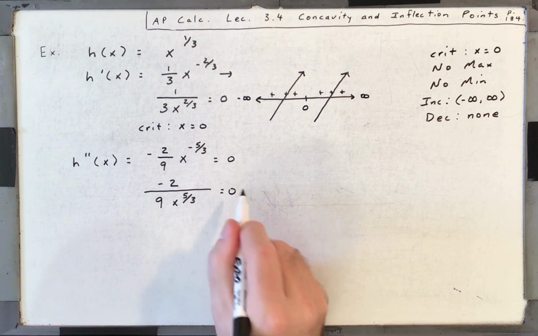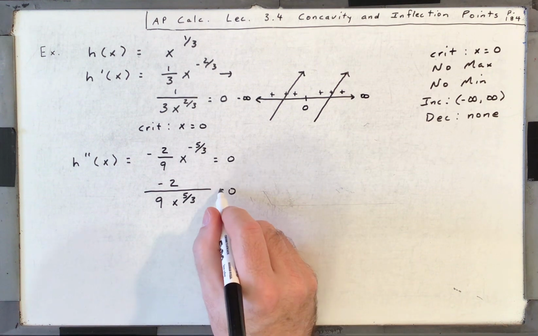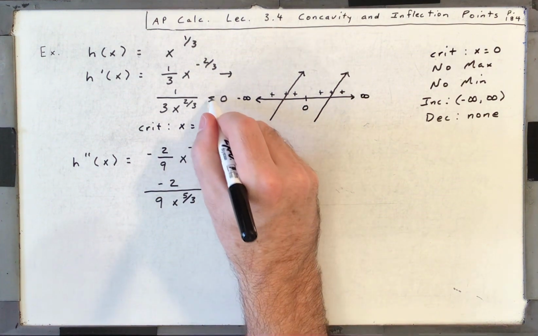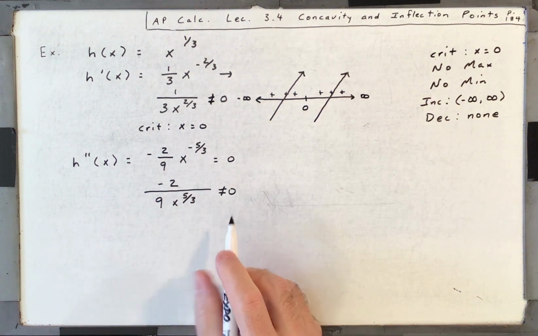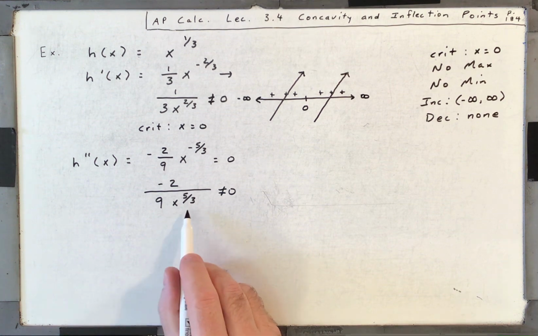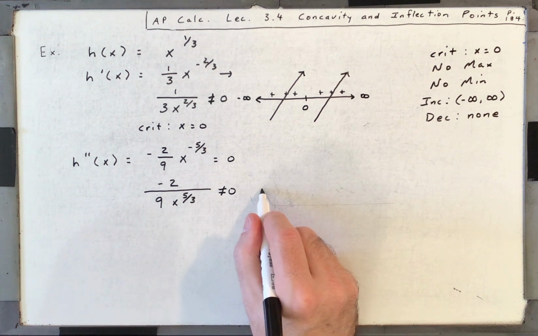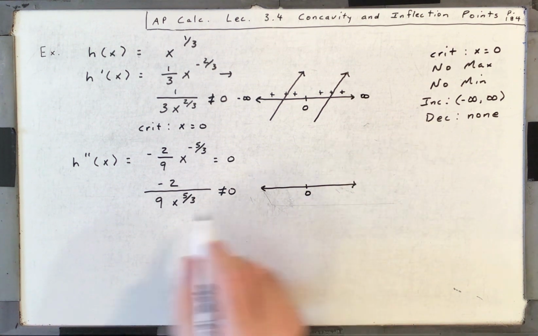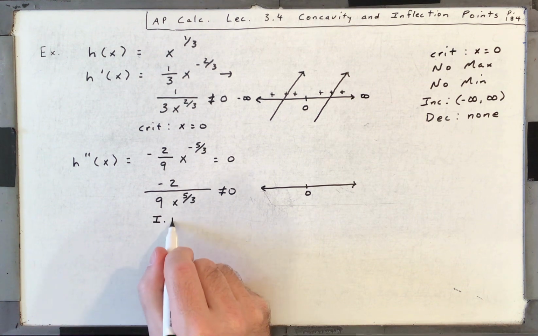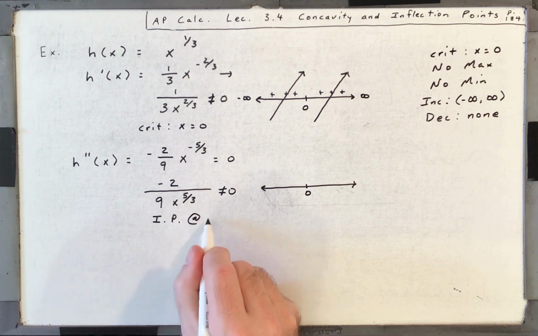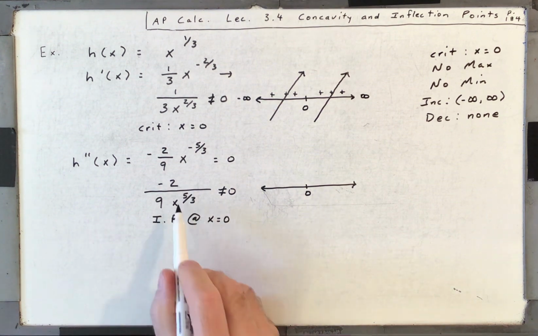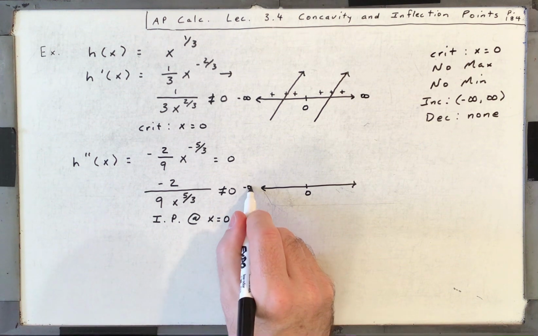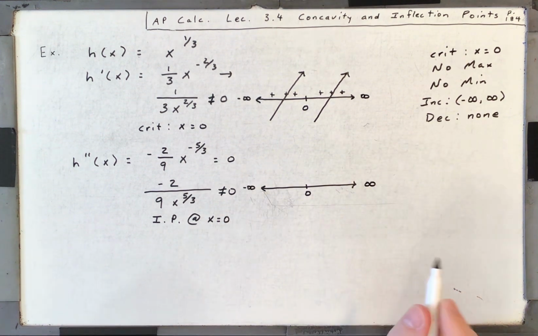Now again, this is never going to be 0, right? It's never going to be 0 because the top, same up here, can never be 0. However, you can have an inflection point where it's undefined, and that's at x equals 0. So just like the critical point, we have an inflection point at x equals 0 because it makes this undefined. So we do our sign line for concavity.